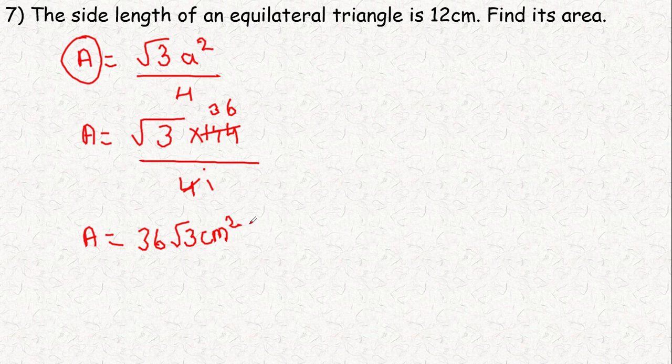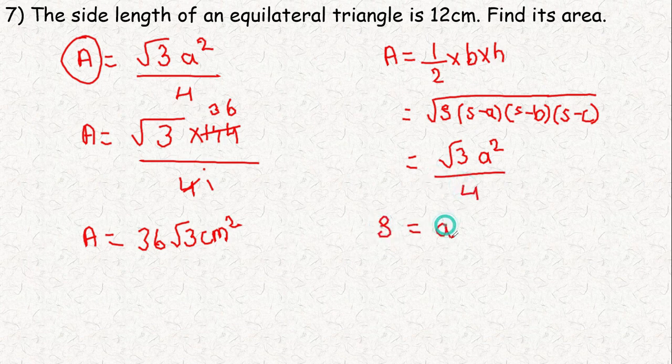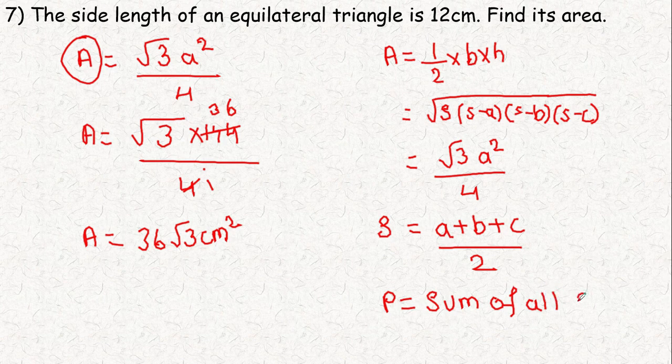So I hope you have got the different models of problems on triangles and different formulas. Let me give a short recap here. The area has three formulas: area is equal to half into base into height when base and height are given, and area is equal to root of s into s minus a into s minus b into s minus c, and the area of an equilateral triangle is equal to root 3 a square by 4. And s is equal to the semi perimeter, a plus b plus c by 2, and perimeter is equal to the sum of all sides. These are the formulas which are used in triangles.